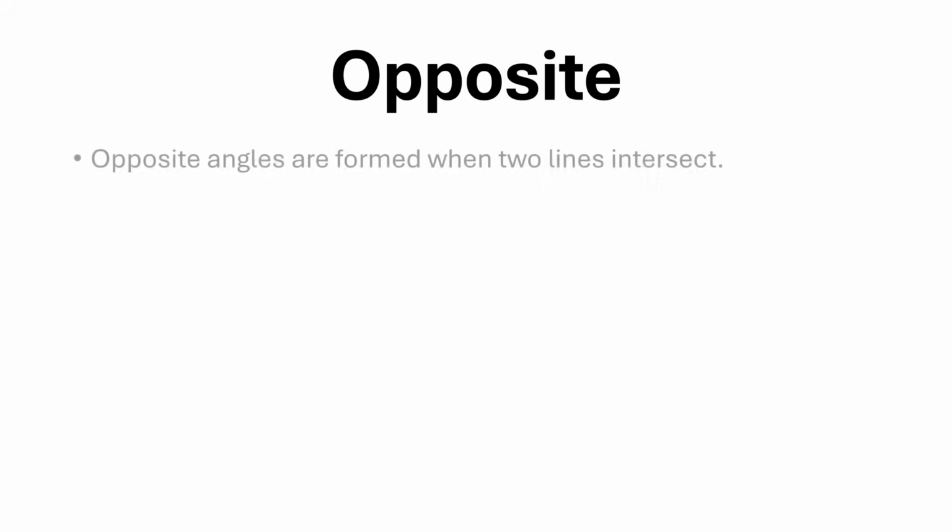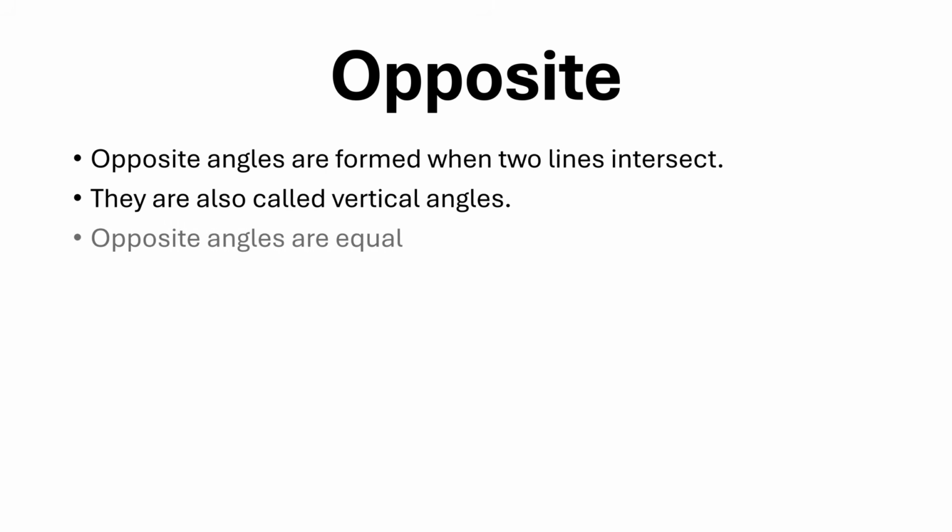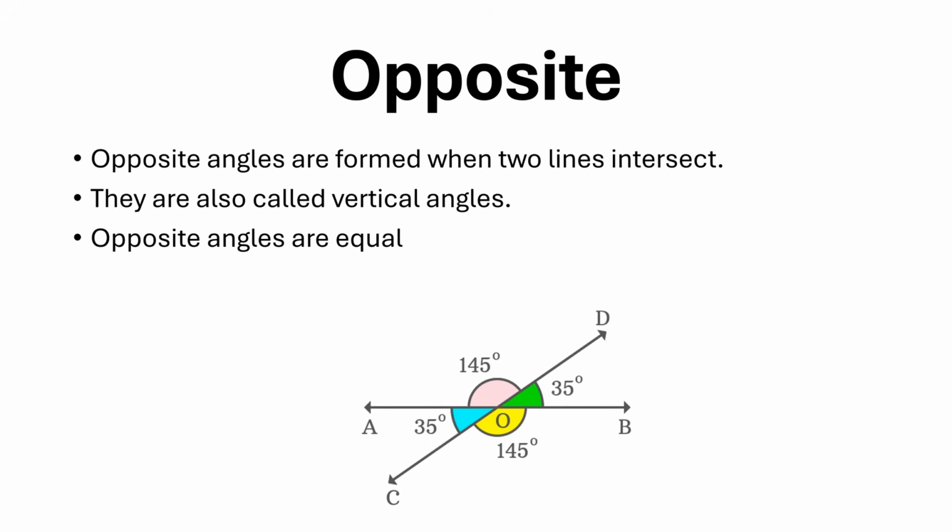Opposite angles. Opposite angles are the angles formed when two lines intersect. They are also called vertical angles or vertically opposite angles. Opposite angles are equal. Angle AOC is equal to angle DOB, and angle AOD is equal to angle COB.